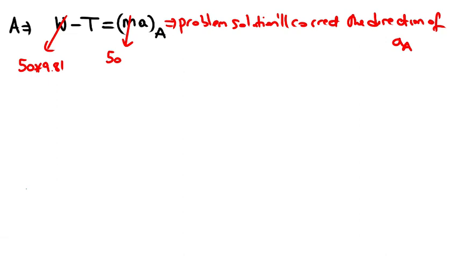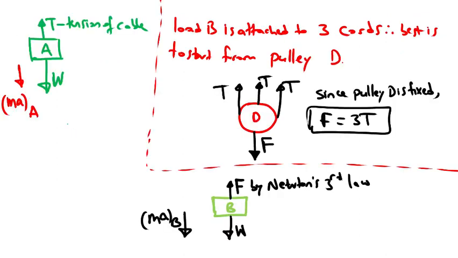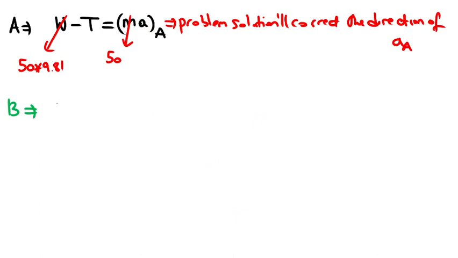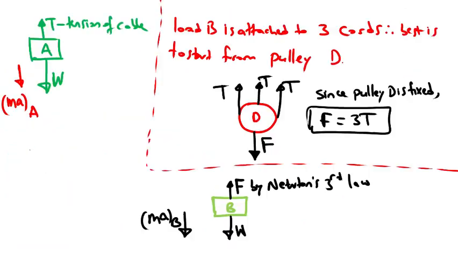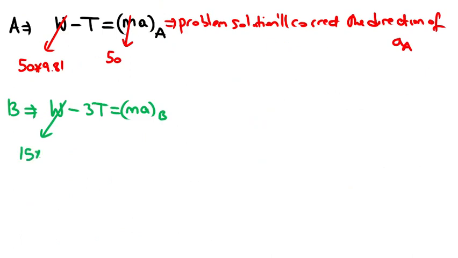Let's finish first. Then for load B, we have the weight minus 3T equals M times A of B. The weight of B is 15 kg times 9.81, T is unknown, and this M is again 15. So, summary.